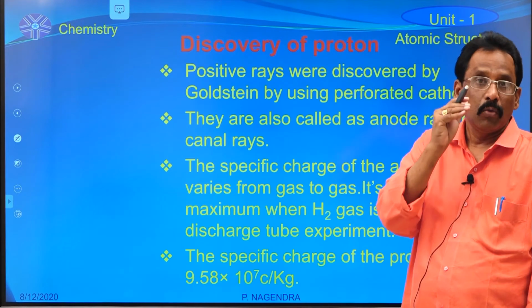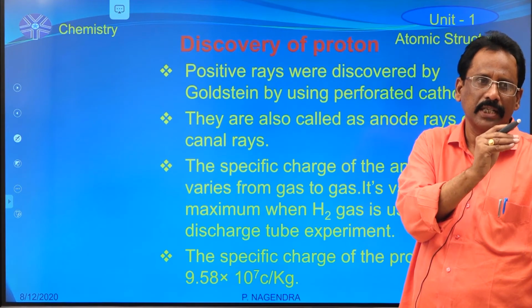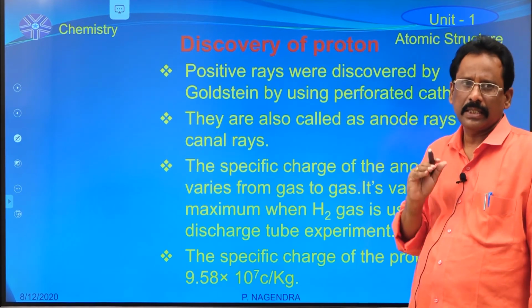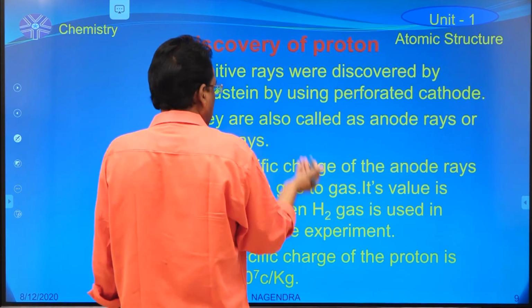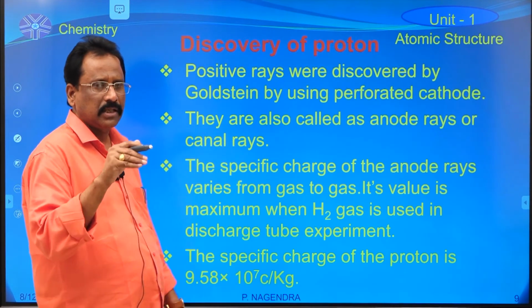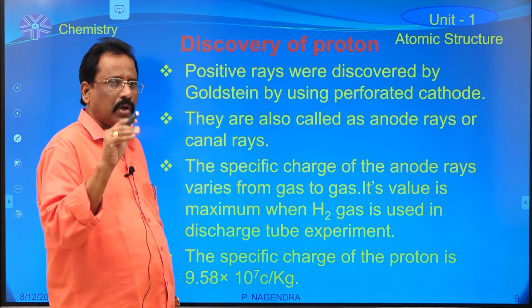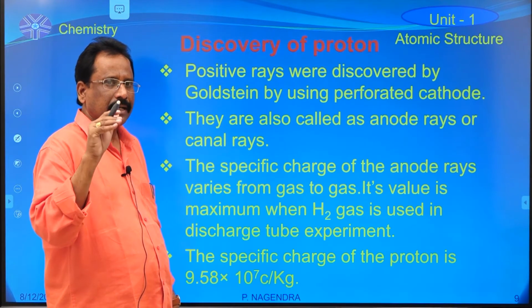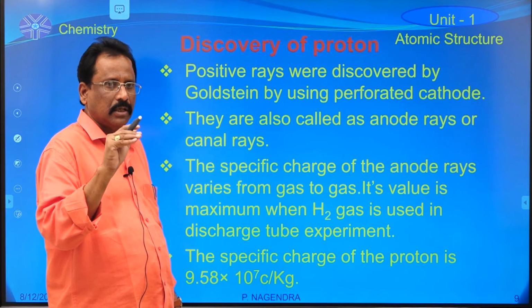That is why only for hydrogen gas, the specific charge of the proton is maximum. Remember that, my dear students. That means the specific charge of the proton varies from gas to gas. Remember that. But in the case of electron, its specific charge is uniform for all gases. That means electrons are considered as universal particles of all the atoms, but not in the case of protons.